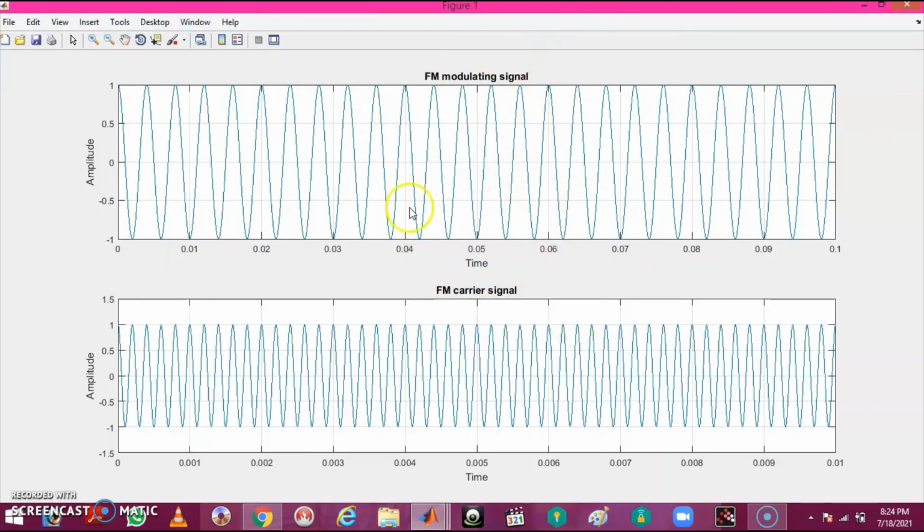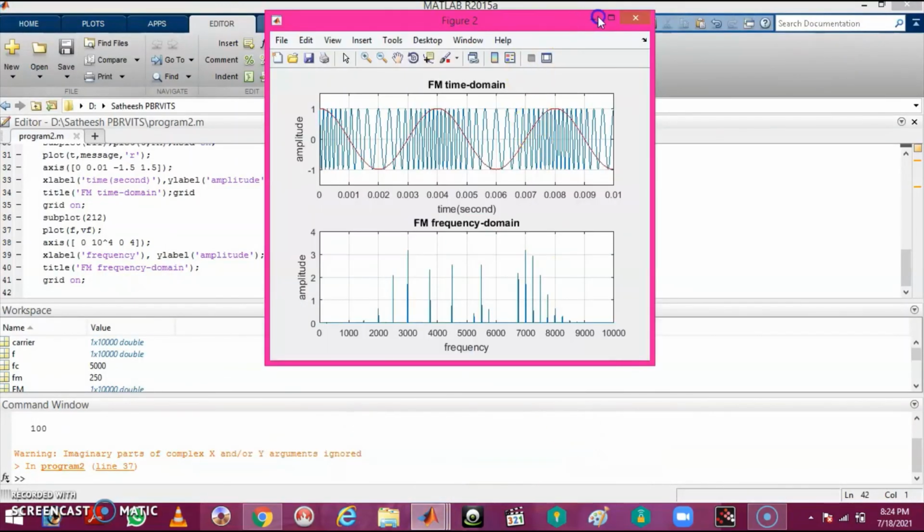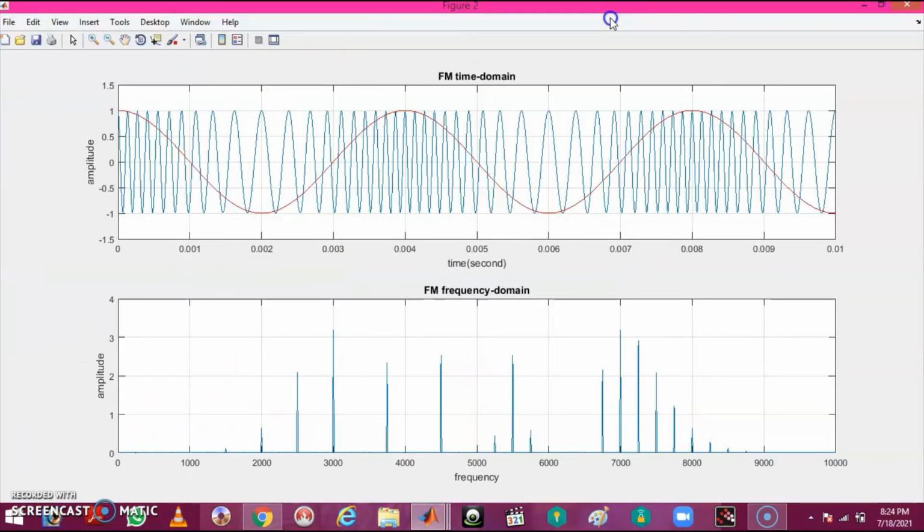If you want to zoom, you can zoom this picture. Now we are going to analyze the second figure. This is the second figure. Here this is a frequency modulated signal. The red line is the modulating signal and the blue line is the modulated signal.